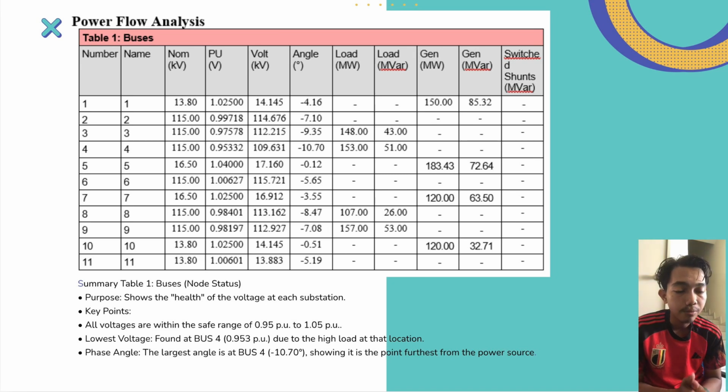The lowest voltage is found at bus 4, which is 0.953 per unit, due to the high load at that location. Phase angle: the largest angle is at bus 4, negative 10.1770 degrees, showing it is the point furthest from the power source.